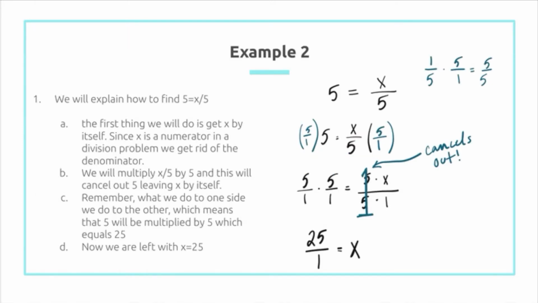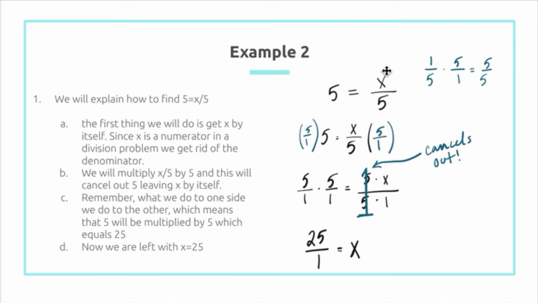All right, here's our second example. It's a little bit more complicated, but we can work through this together and find the answer as well. So here we have 5 is equal to x divided by 5. So some number divided by 5 is 5. So how do we do this?